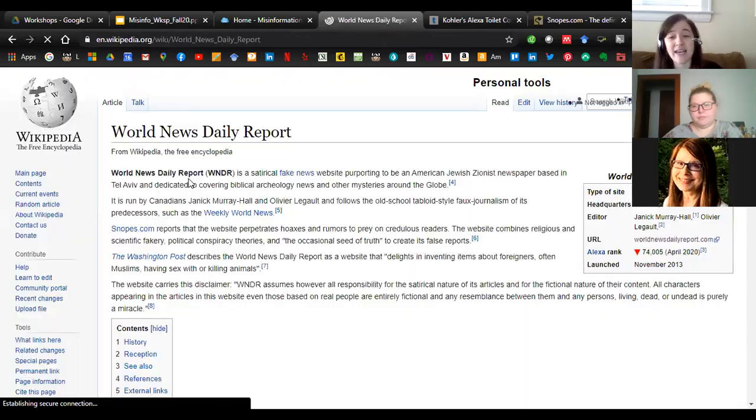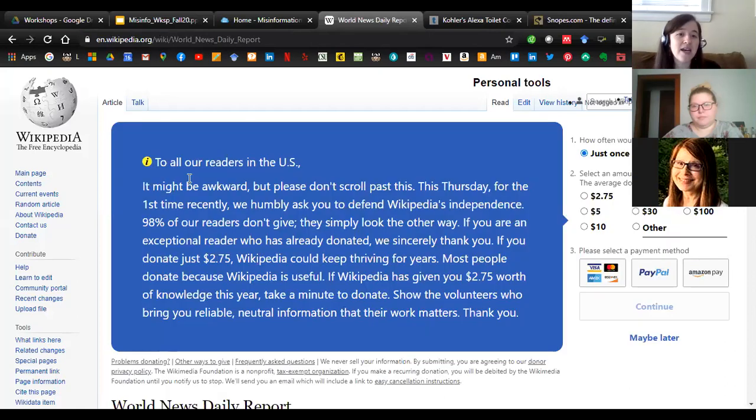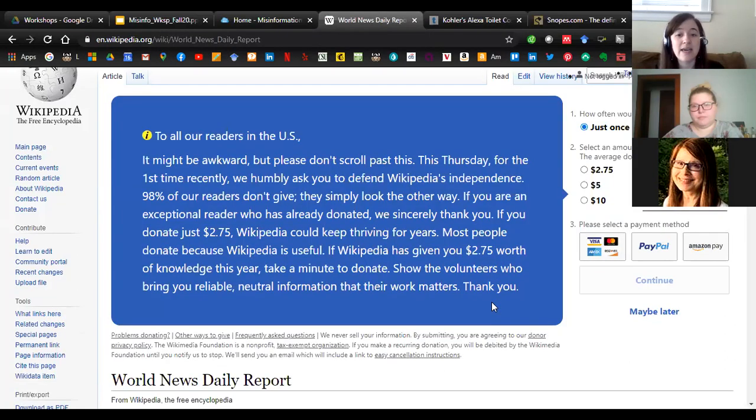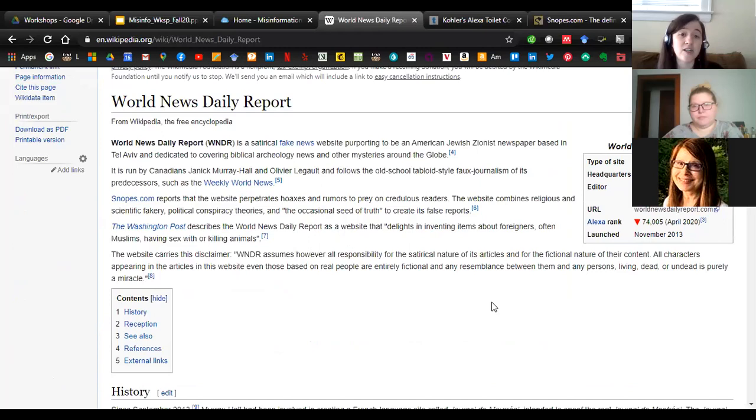Now, some people are against Wikipedia. They say this isn't a reliable source. For these sorts of things, Wikipedia is actually quite reliable, especially over time. There are a lot of rules that Wikipedia has that help to ensure that it has fairly accurate information. So in this case, should we rely on World News Daily Report for accurate information? What do you think?